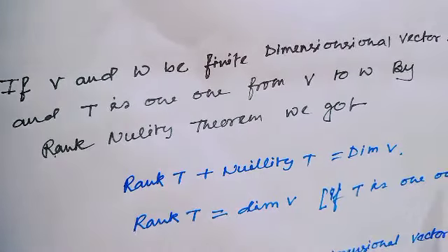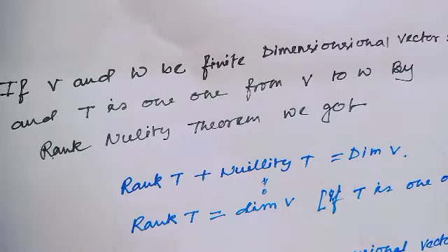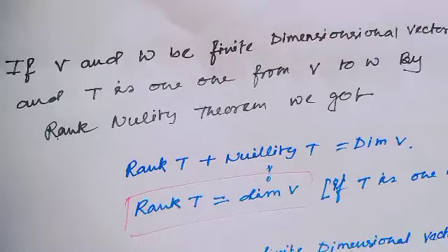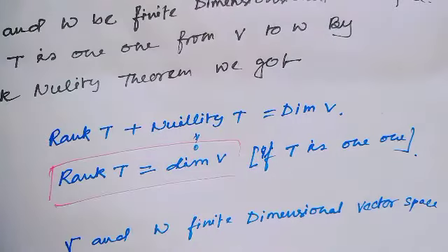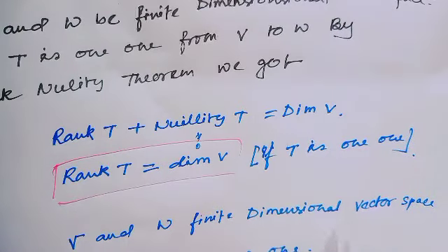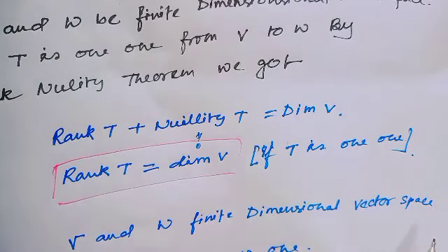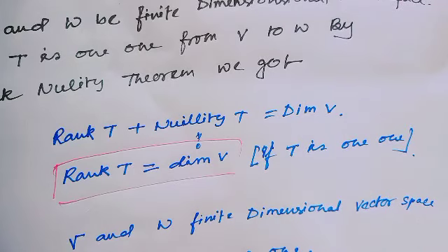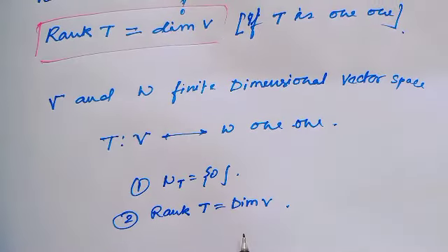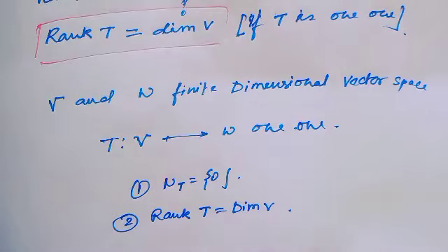And if T is 1-1, then nullity T equals 0. That means rank T equals, obviously, the dimension of V. This I learned in my earlier video elaborately. That means if V and W are finite dimensional vector spaces and T is a mapping from V to W, if this is 1-1, then kernel T equals 0 and rank T equals the dimension of V.